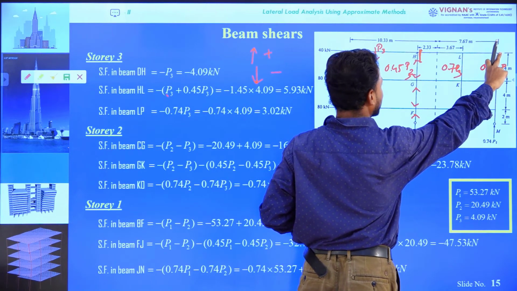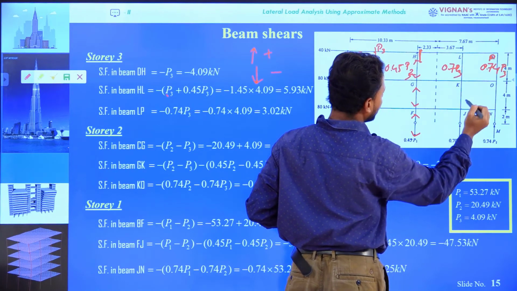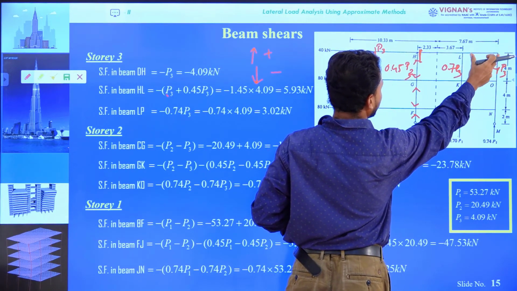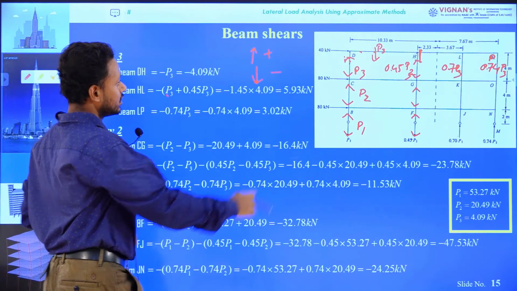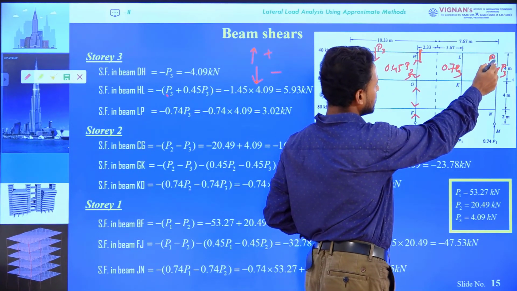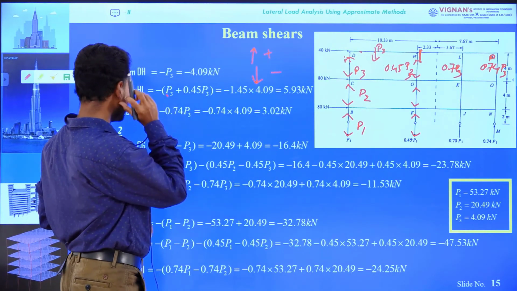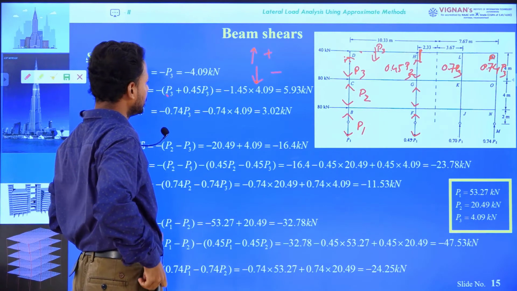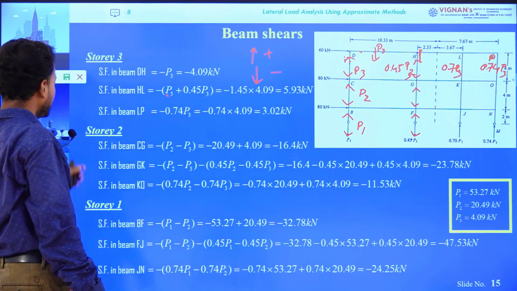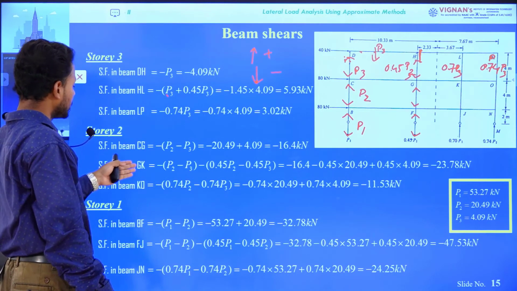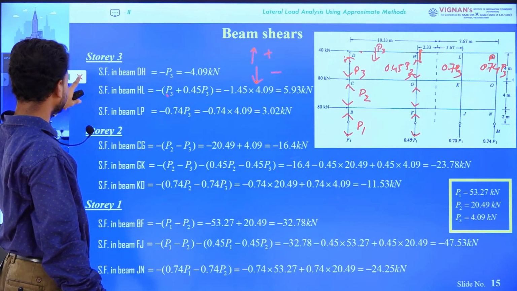What is the shear there in PO column? The same shear will be there in LP beam. So what is the shear force? The shear force in column PO is 0.74 P3. So just reverse it. So you have minus 0.74 P3. You will have 3.02 kilonewton. In this way, you can calculate the remaining shear force in the beam for story 3 and story 4, and you will get these values. Okay.